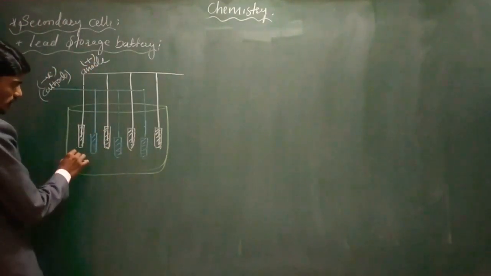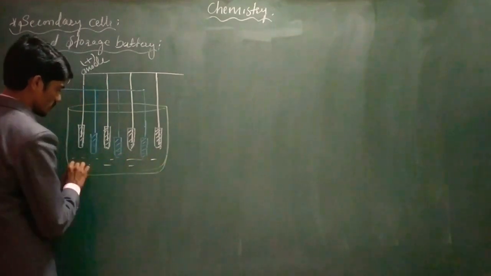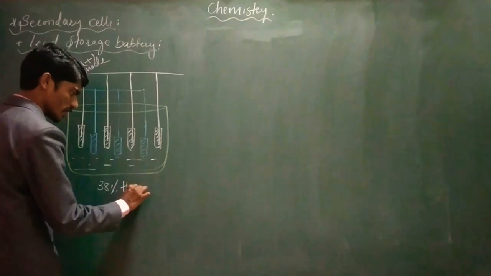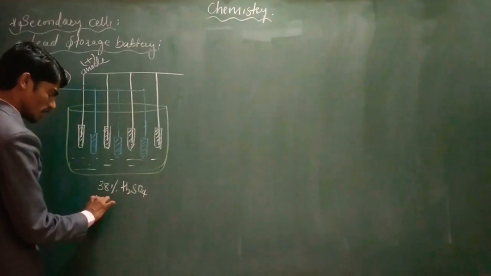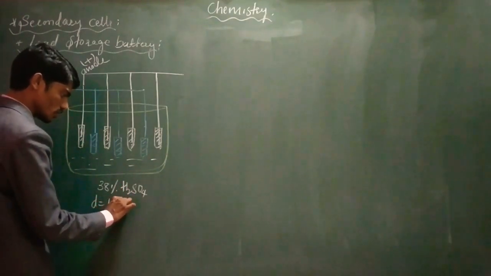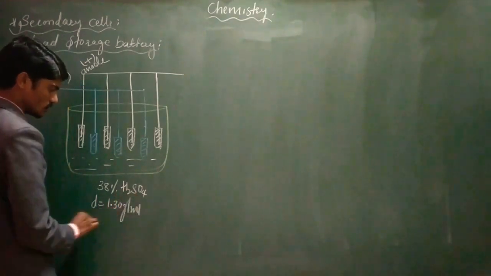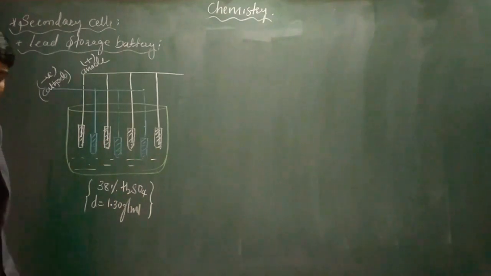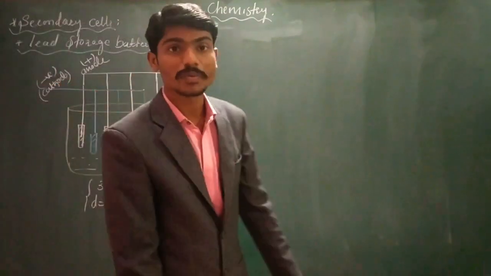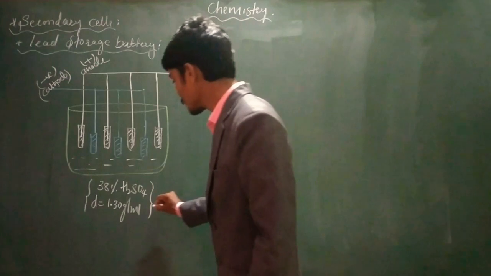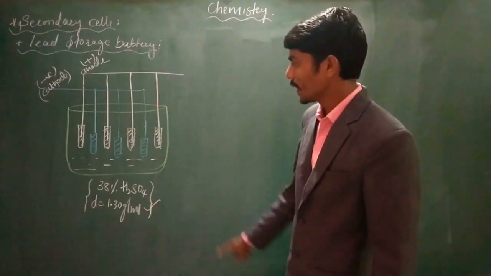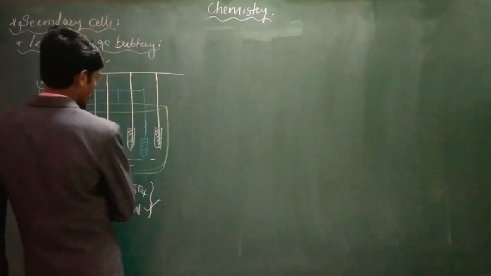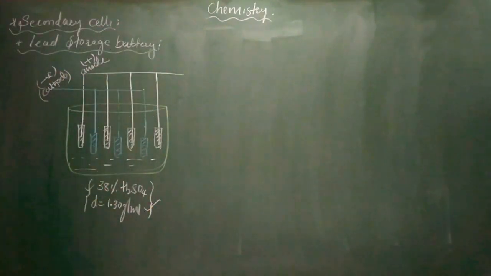Now in this case the electrolyte is 38% sulfuric acid which has a density of 1.30 grams per ml. This is a very important point. Note this density 1.30. The electrolyte density should be 1.30, and it is 38% sulfuric acid. This is the electrolytic solution.